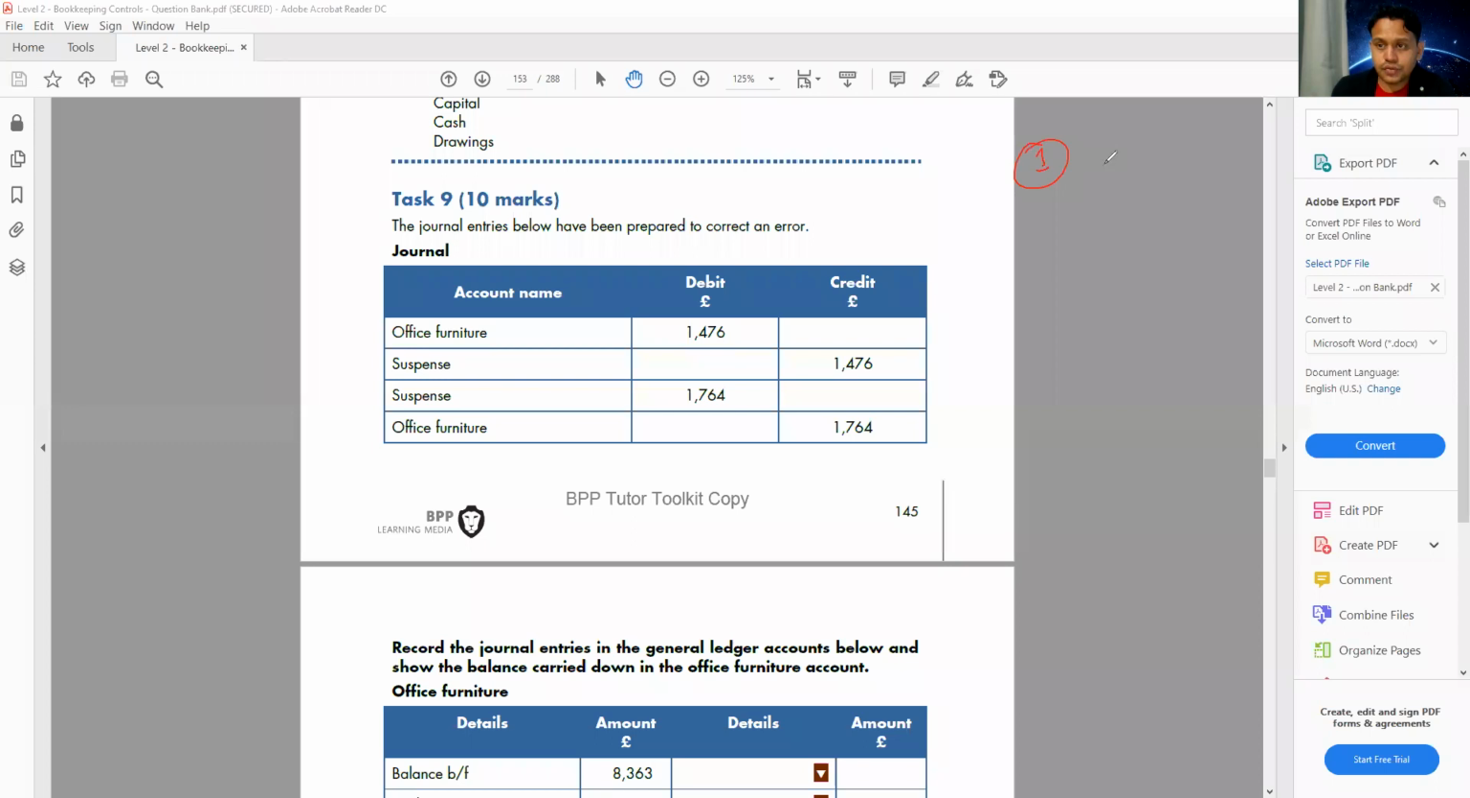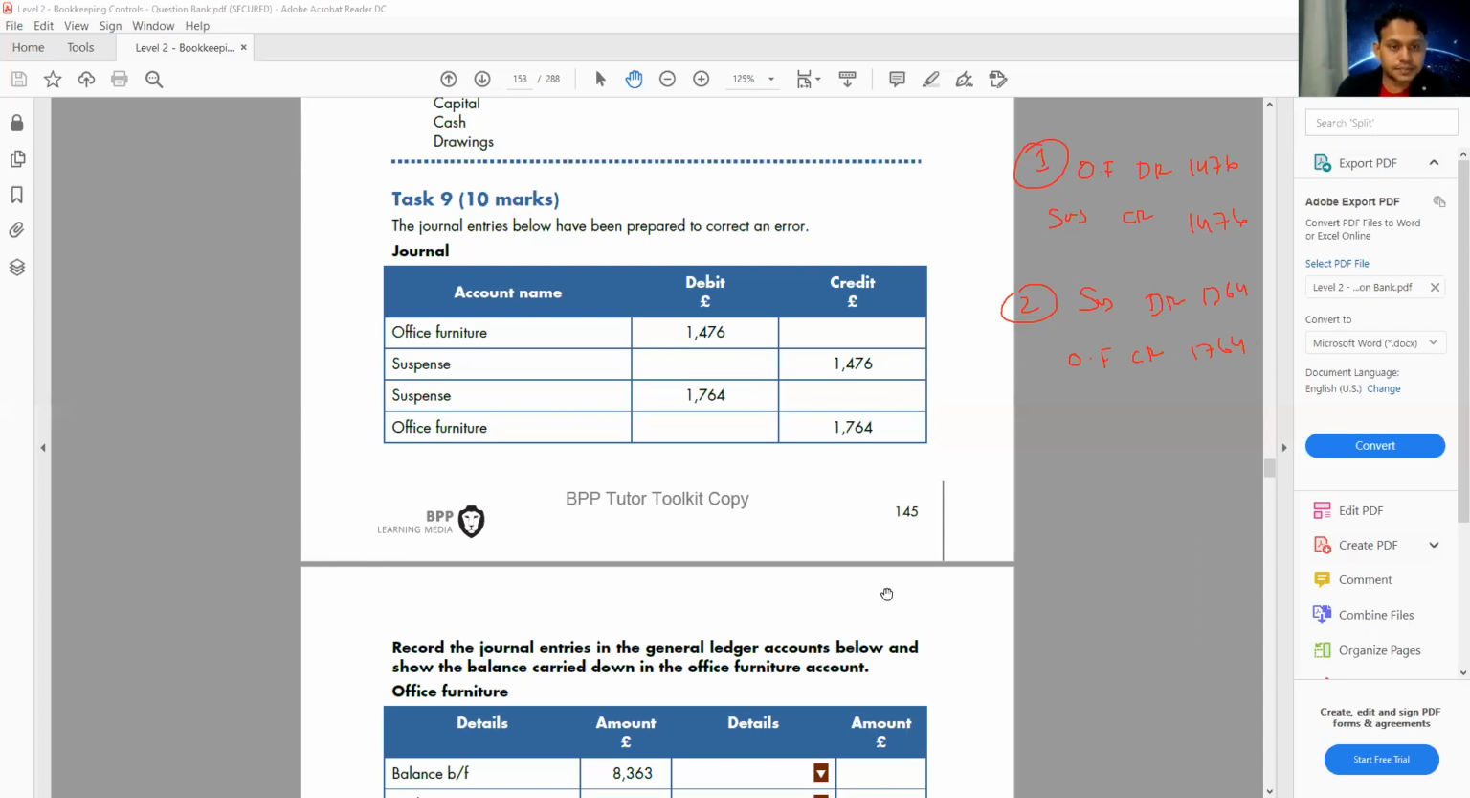Office furniture debit 1476, suspense credit 1476. Number 2, suspense debit, that is 1764, and office furniture credit 1764. That's the 2 journals we need to record on the ledger account.